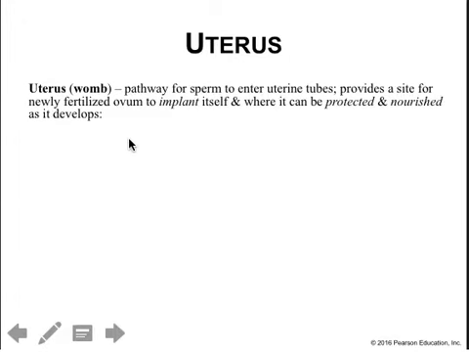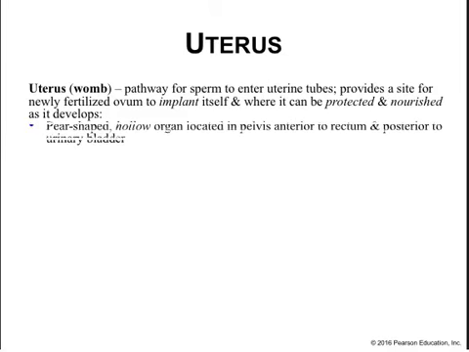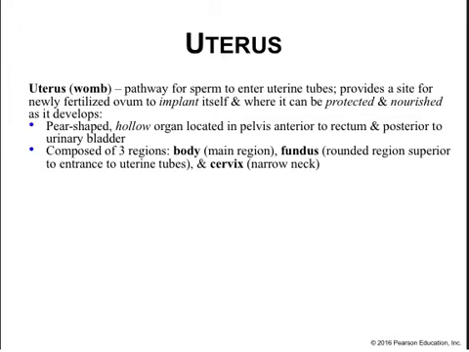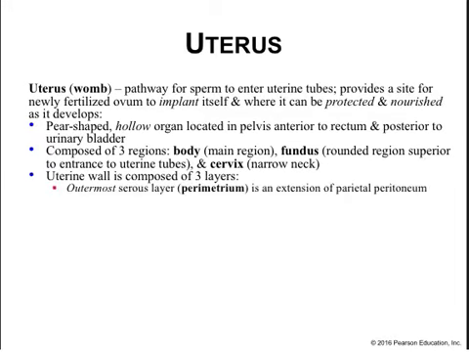The uterus is the pathway for sperm to enter the uterine tubes and provides a site for the newly fertilized ovum to implant itself, where it will be protected and nourished as it develops over the 9 months. It's a pear-shaped hollow organ in the pelvis anterior to the rectum, posterior to the urinary bladder. It's made up of three regions: the body, the main region, the upper fundus, and the narrow cervix, which connects to the vagina. The uterine wall has three layers.